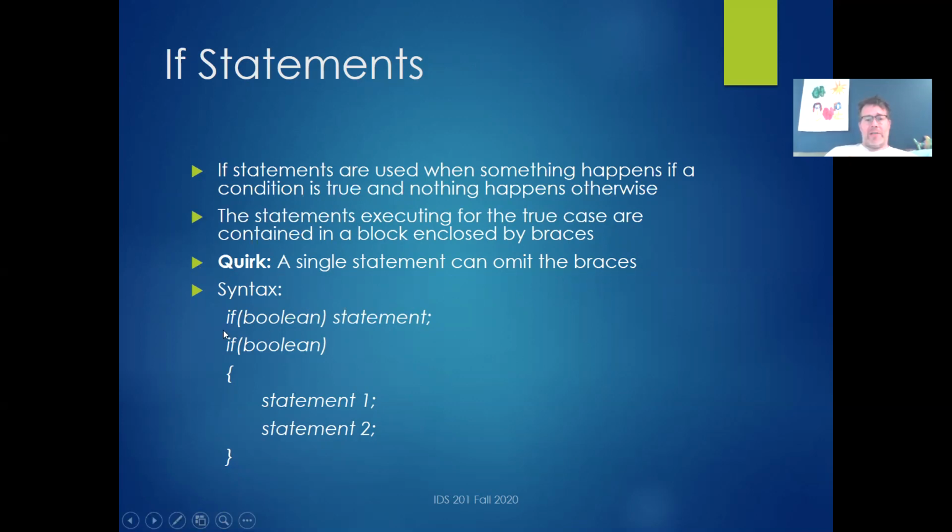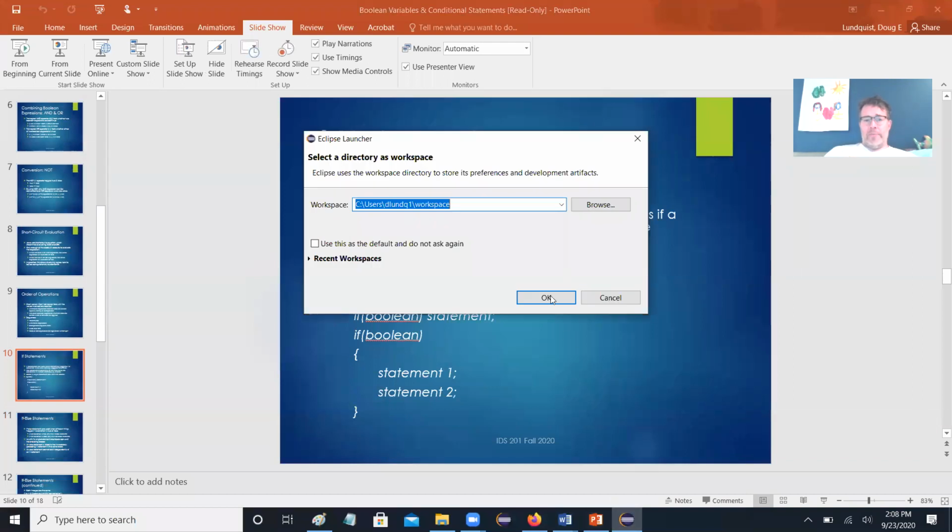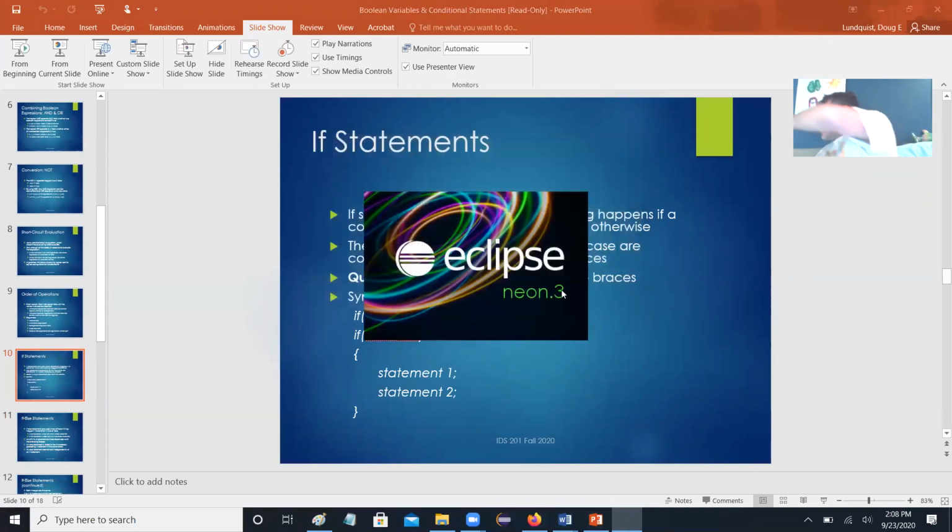So the basic syntax is if some Boolean condition is true, then execute this statement, right? If Boolean, we have a block of statements, so if this is true, we execute this block of statements. In either case, if the Boolean is false, we just skip over it. So in this case, we skip over the statement. In this case, we skip over these two statements. Okay, so I'm going to fire up Eclipse here, and we'll do a quick demo.